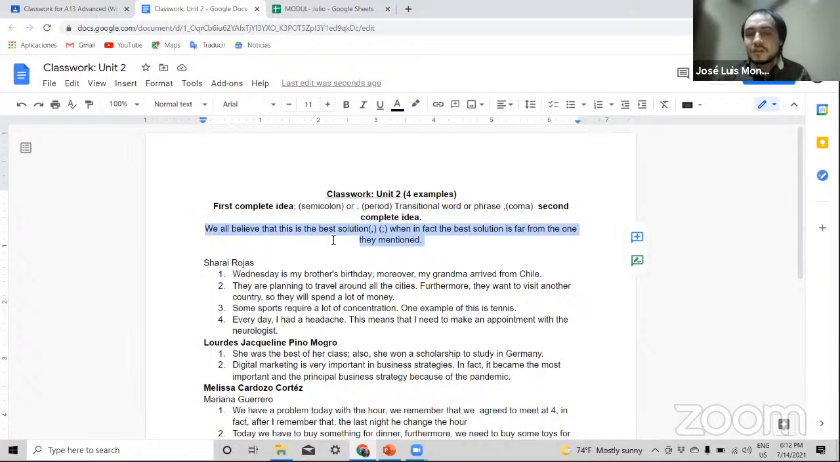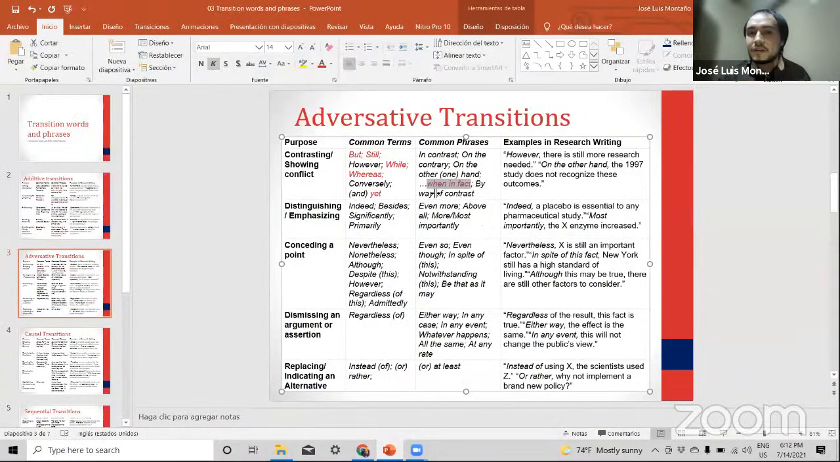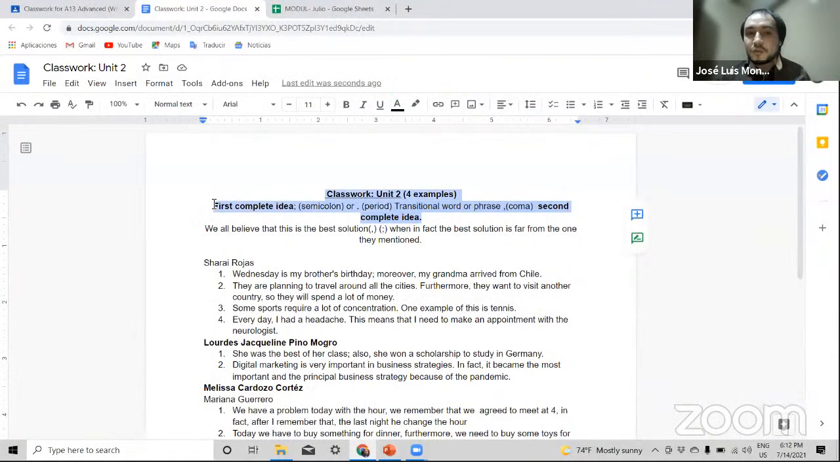As you can see, it's a little bit different. That's why it's with a different color, all right, when in fact. But all of the rest of the ideas that you have in the list over there, however, conversely, in contrast, on the contrary, on the one hand, on the other hand, by way of contrast, all of them are going to be used with this same formula, all right, this same formula.